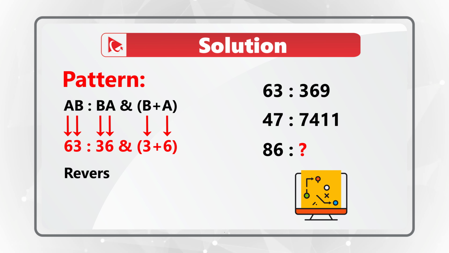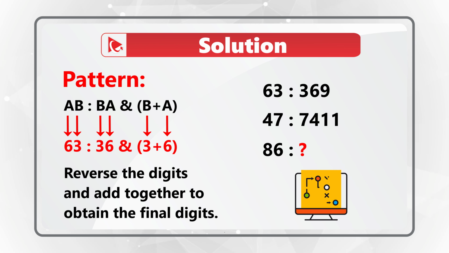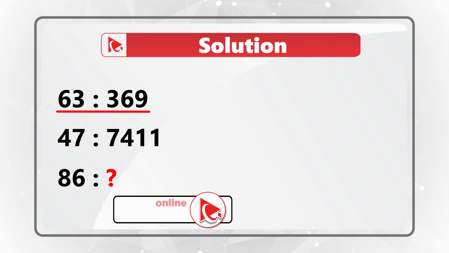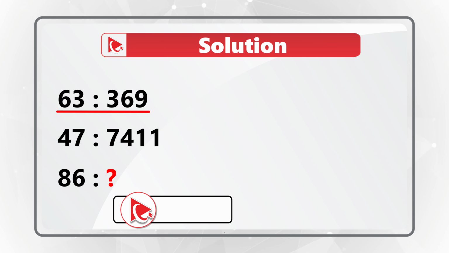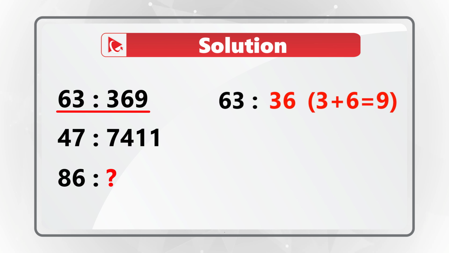So you need to reverse the digits and add together the digits to obtain the final digits. Let's look at the sample. So 63 is related to 369. So what we did here, we swapped 3 and 6, making 3 the first digit, 6 the second digit, and then we added 3 plus 6, and the end result of this is 9.